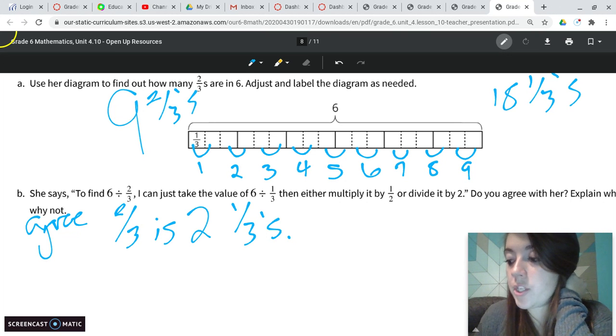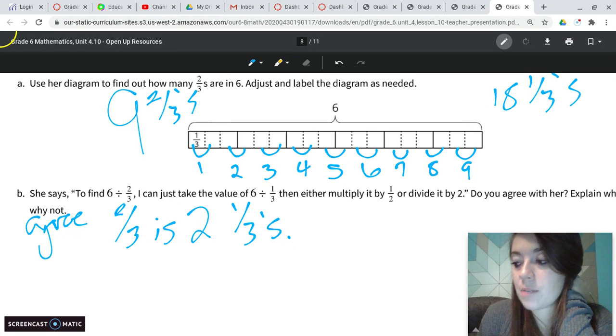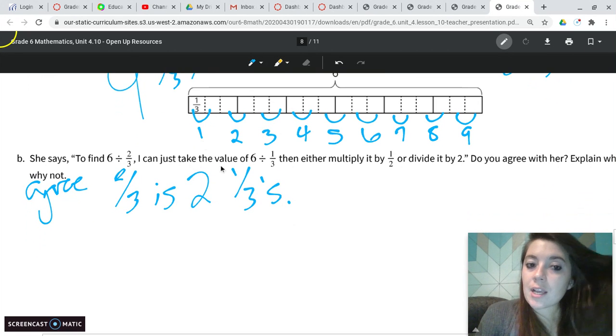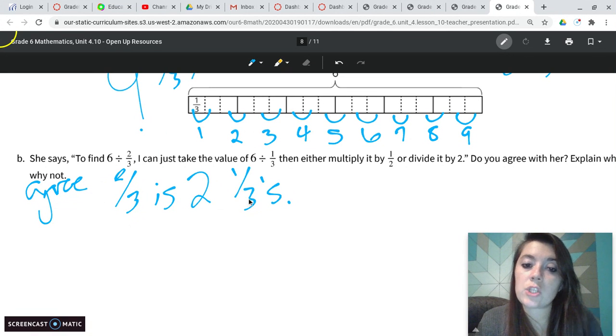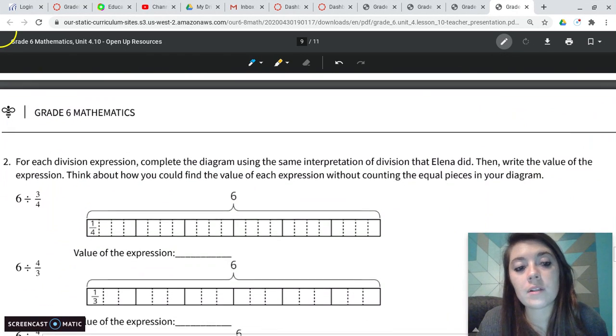So if we put 2 1/3 in a group, we would have half as many groups as we did for 6 divided by 1/3. So just like I showed here, for each time we're doing it, we're having half as many because we're combining 2 together. So that's how that works there.